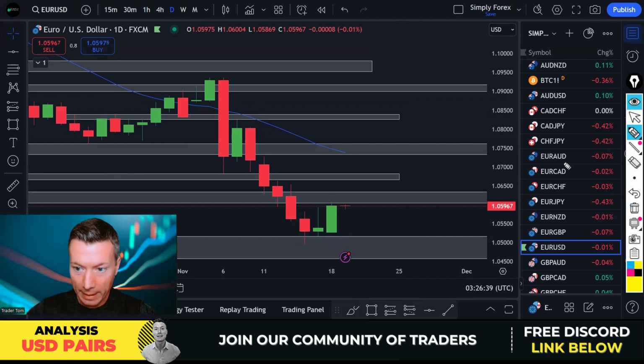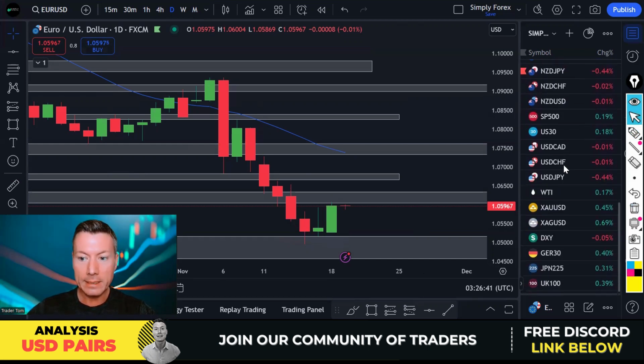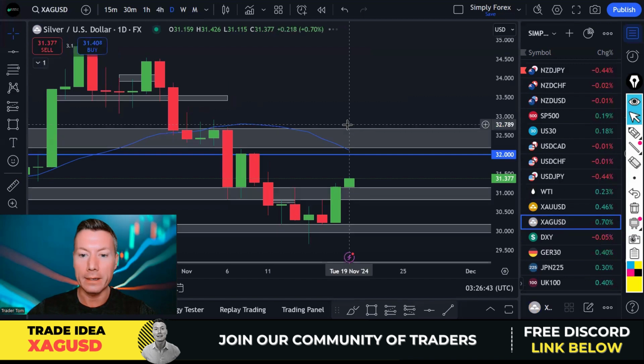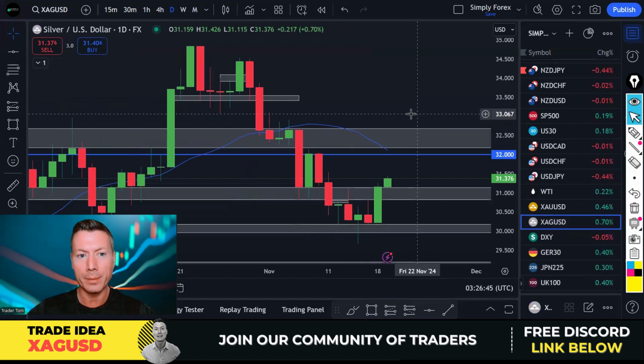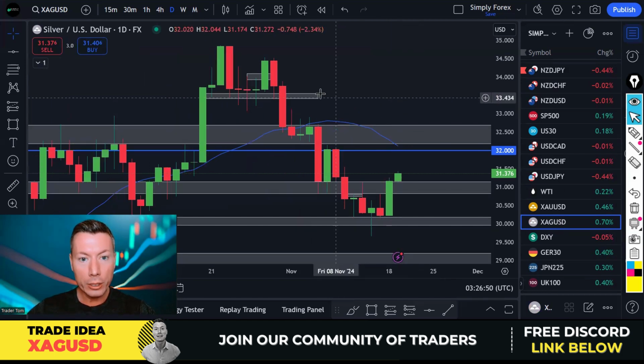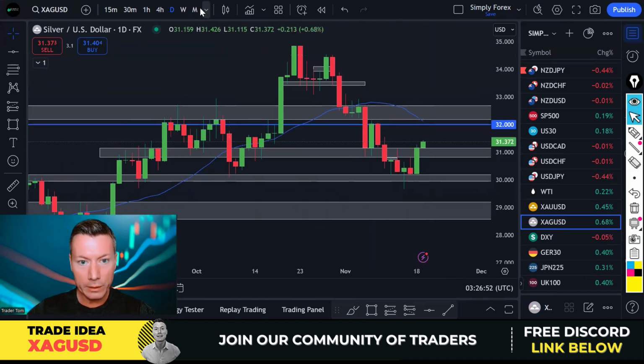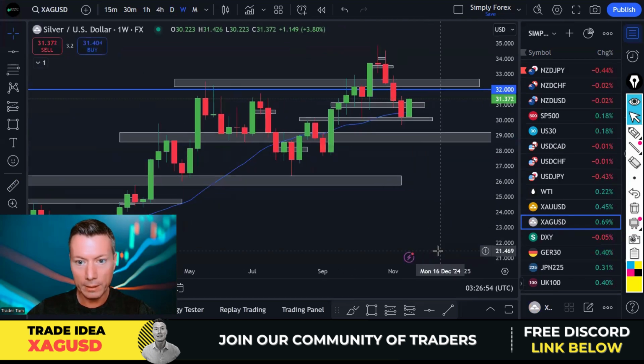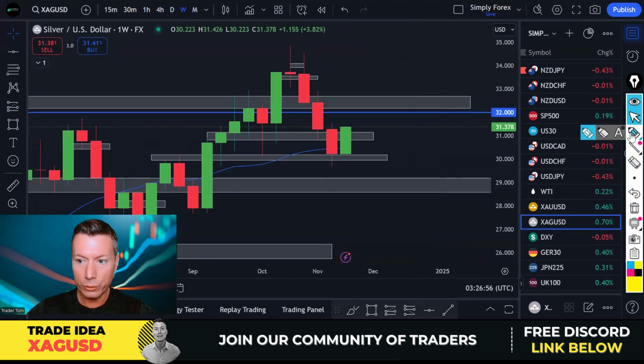But there is a pair that I'm looking at, and it is silver. Ha-ha! Sorry, I have to do my pirate impression every time I mention silver. Because of this, guys, if we go to the weekly chart, this too was at a key weekly support level, like a lot of these US dollar pairs. This is a US dollar pair. I know it's a commodity, but it's against the US dollar at an important weekly level.